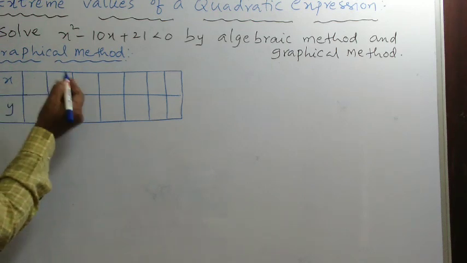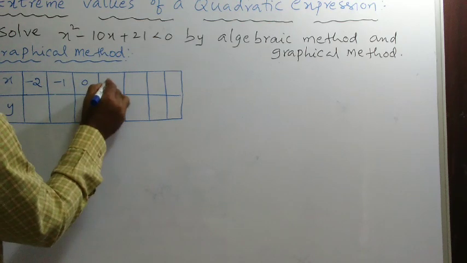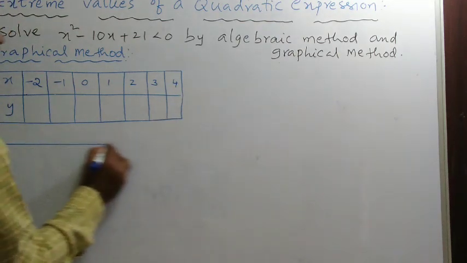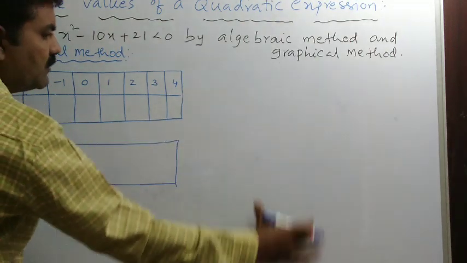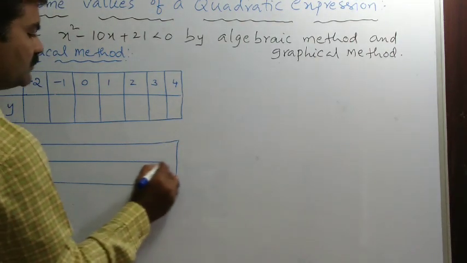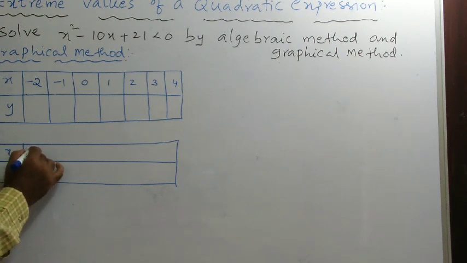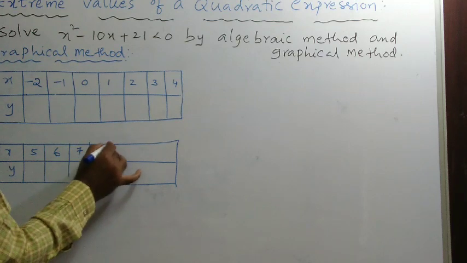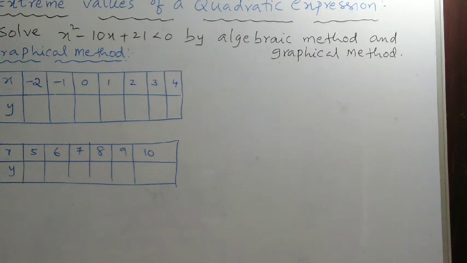Okay, do one thing then. Let us consider x as, suppose, minus 2, minus 1, 0, 1, 2, 3, 4. Even I want to extend the tabular form, since here I want to plot the graph. Let me extend this x, y table with 5, 6, 7, 8, 9, of course 10. Okay, now what to do?